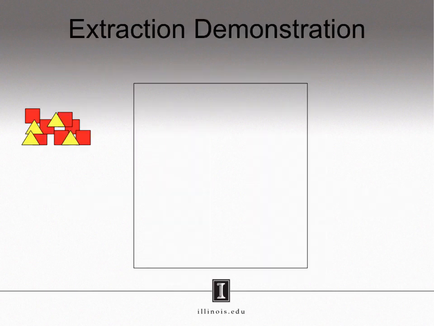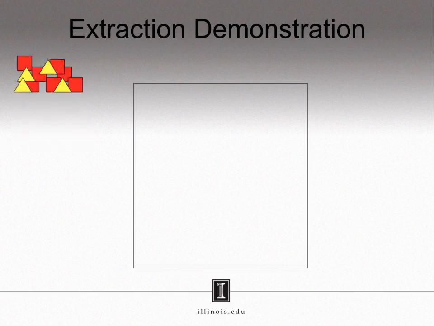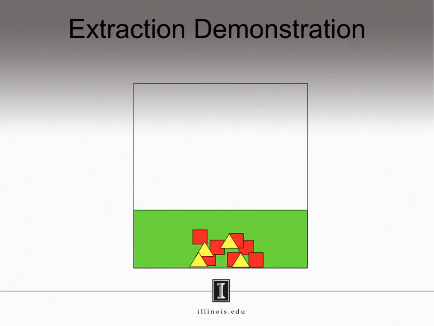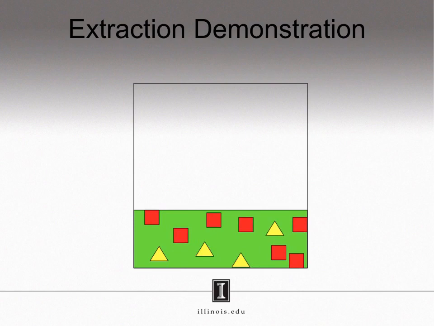Here is a visual demonstration of an extraction that will show why using immiscible solvents is required. Here I have two compounds, yellow triangles and red squares, and let's put those compounds into this container. I'm now going to add some kind of solvent. Let's say an organic solvent of some kind. This solvent will dissolve my compounds.